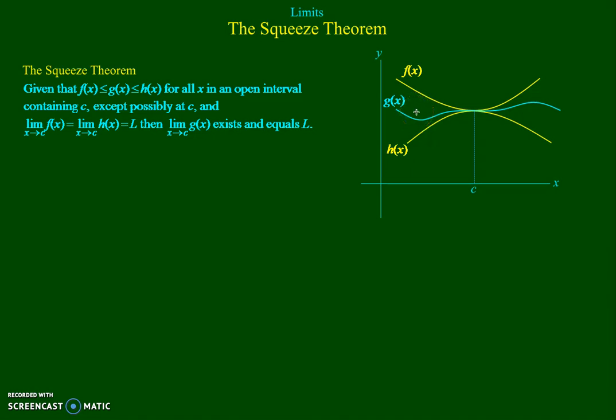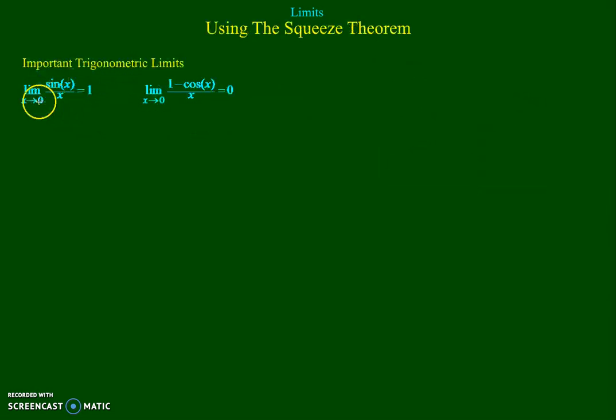So let's put this into practice using two special trigonometric limits. Now let's take this first limit. We have the limit as x approaches 0 of sine x over x.